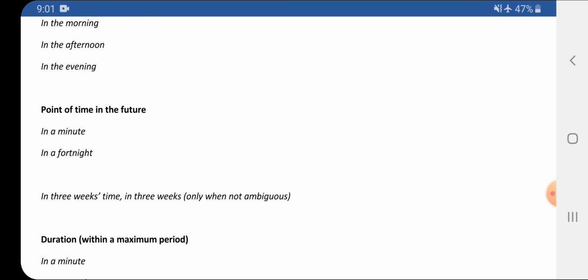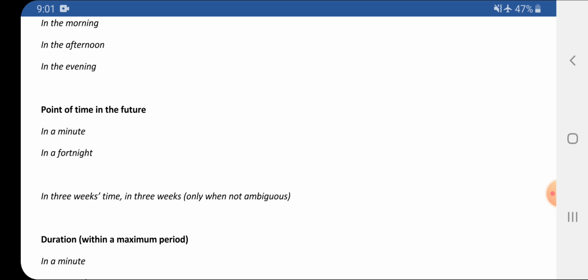Then point of time in the future. For example, in a minute. Within a minute we have 60 seconds. So you're saying that you're estimating a future time, and you're trying to say that you're going to get the work done within that period of time.